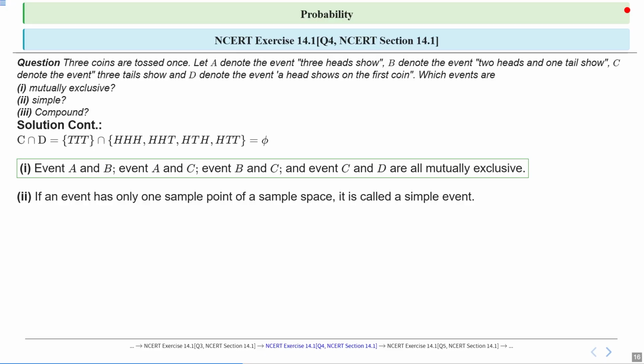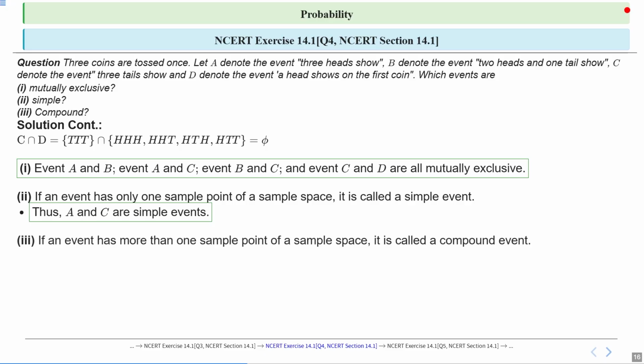Now let's check which event has only one sample point. If we get an event with only one sample point, then that event is called a simple event. So easily you can see A and C have only one sample point of a sample space. So A and C are simple events. Clear?